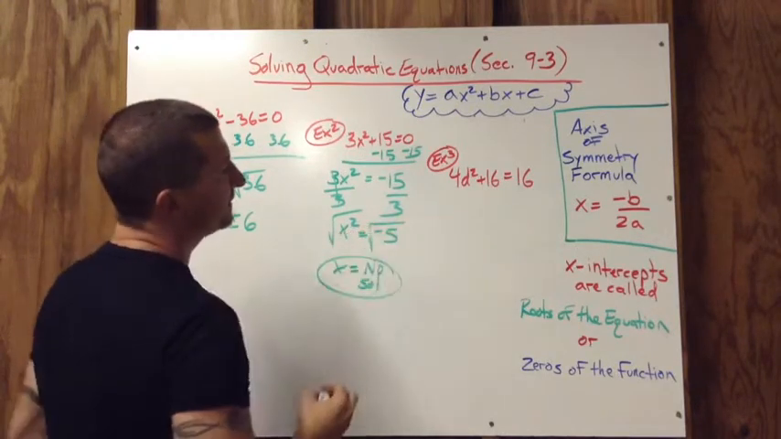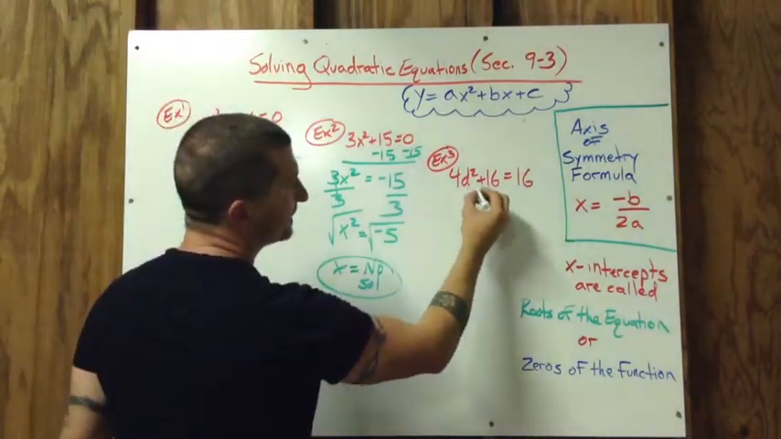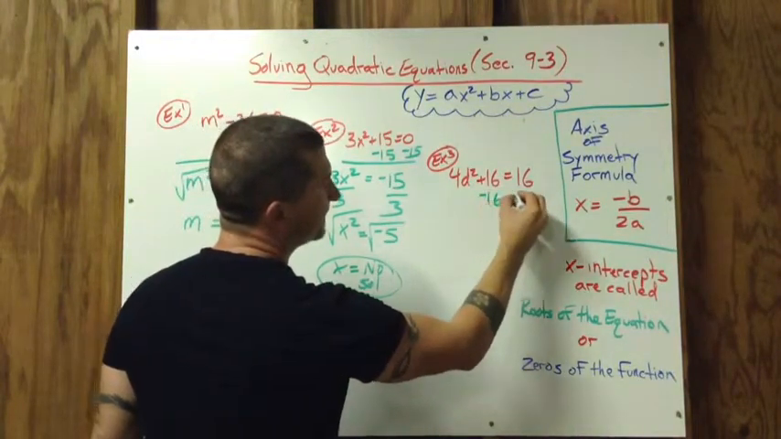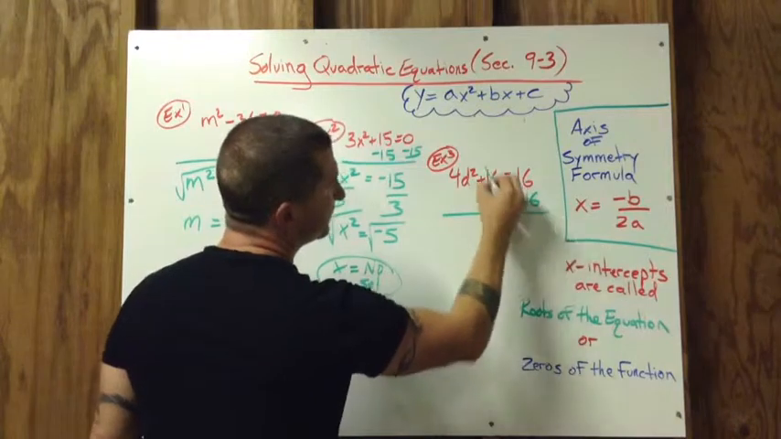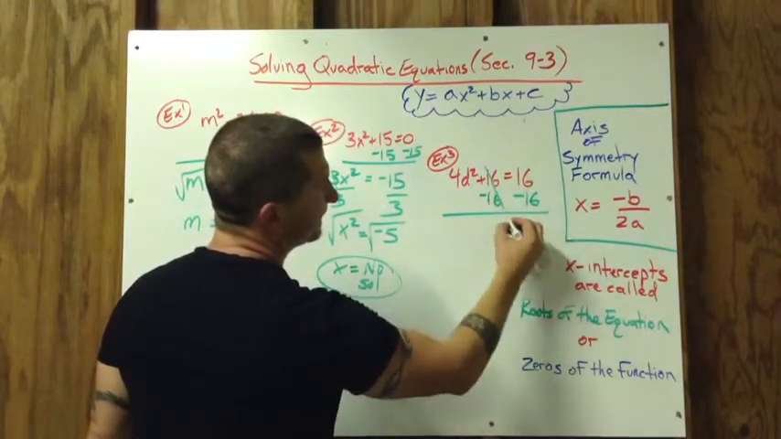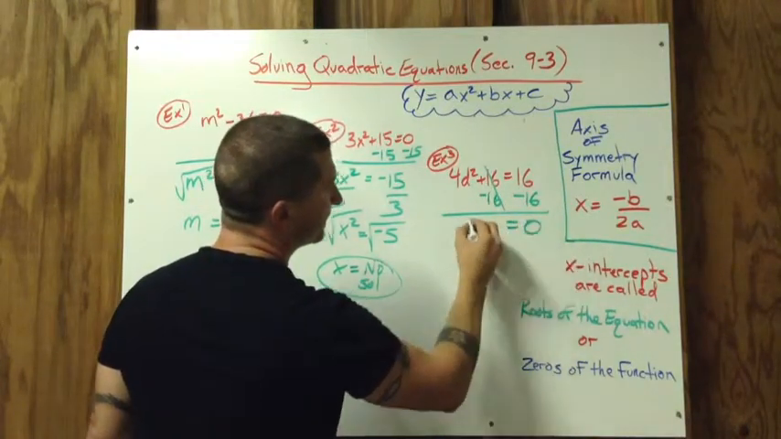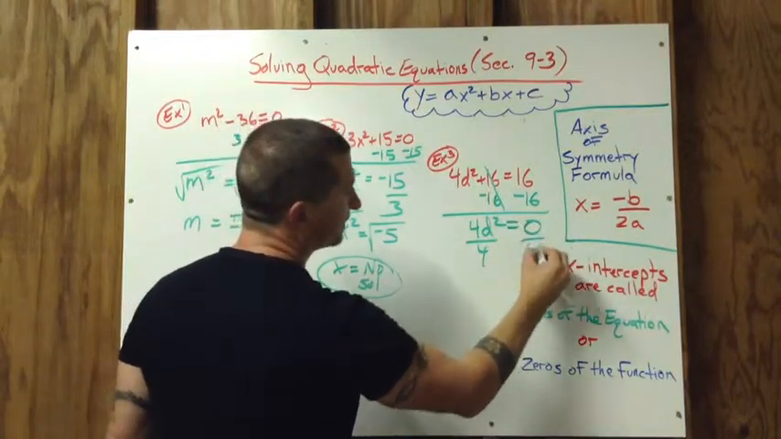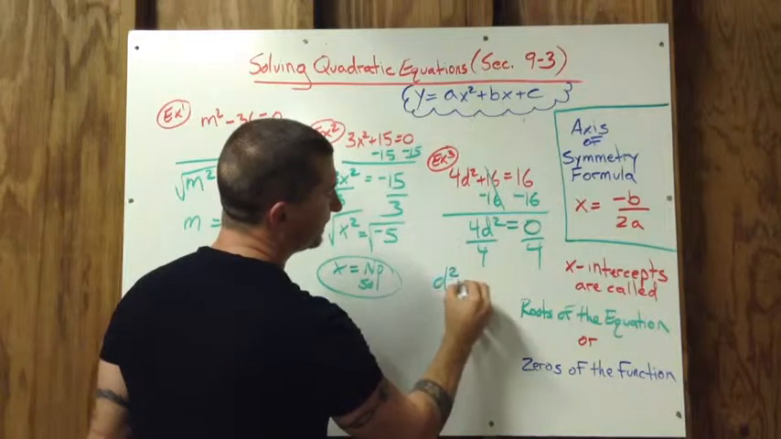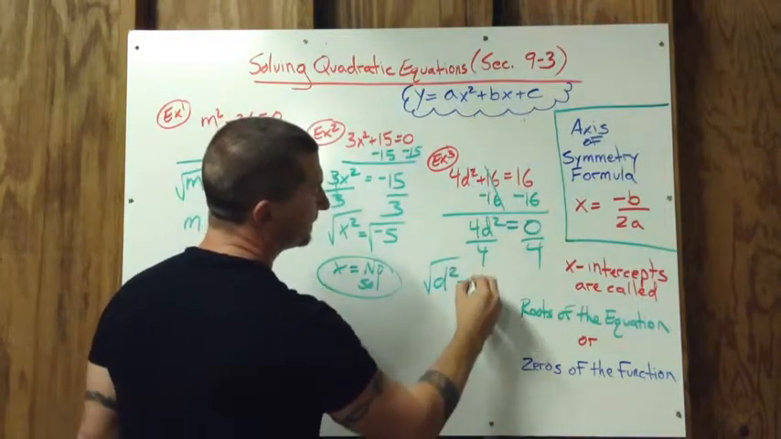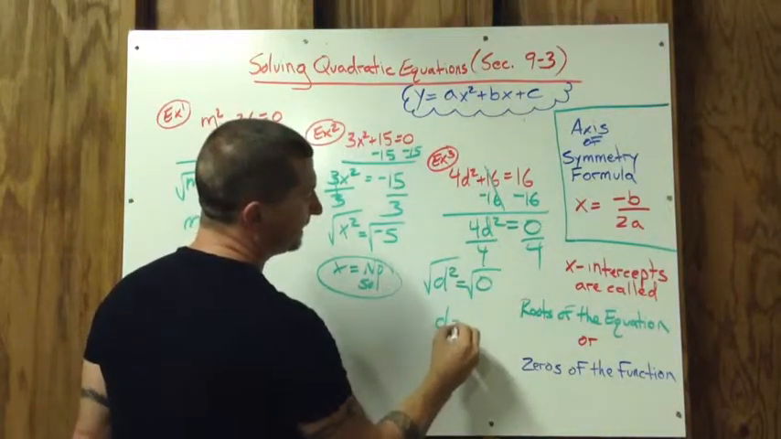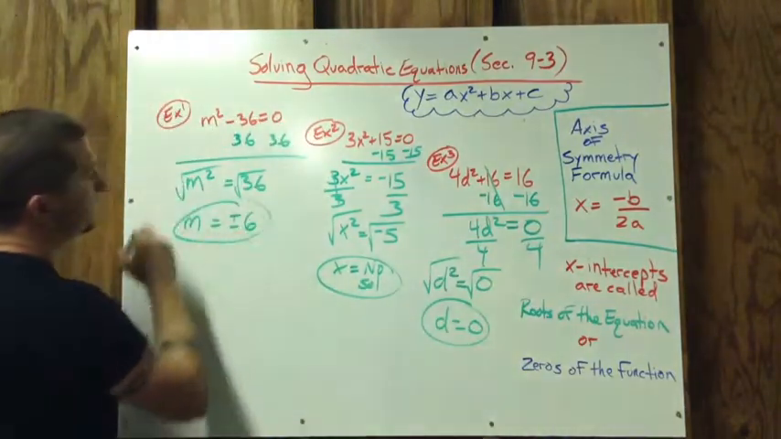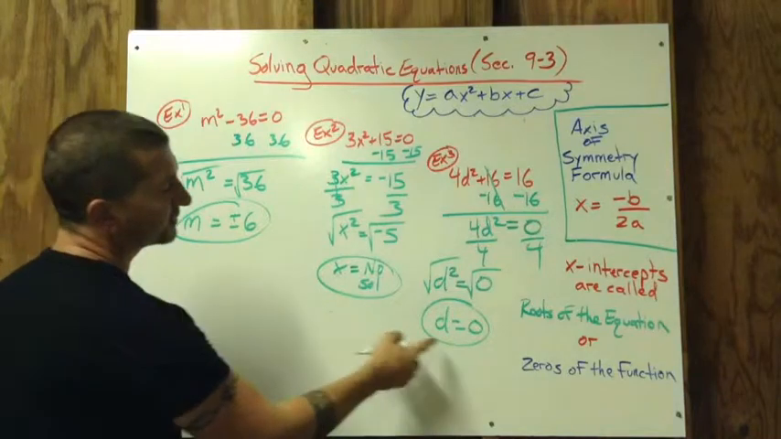Our final example, 4d squared plus 16 equals 16. We're going to subtract 16 from both sides. When we do, that cancels the 16, and then we get 0. So we have 4d squared divided by 4. Still have 0, so we have d squared equals 0. Take the square root. It's d equals 0 still, so there's one solution here. So once again, this is an example of how we can get two solutions, no solutions, or one solution.